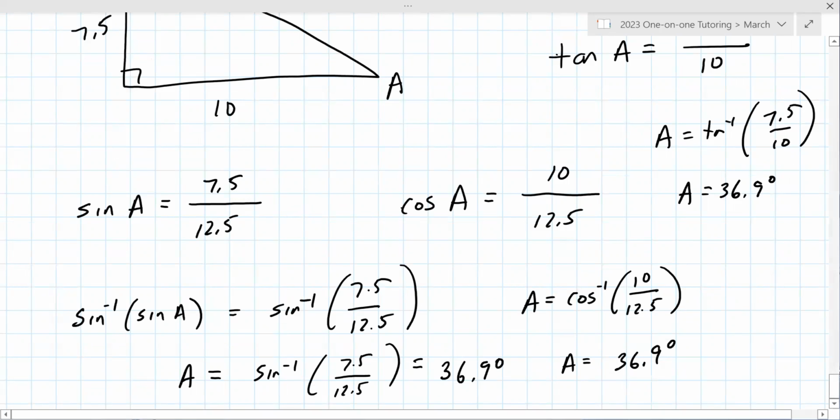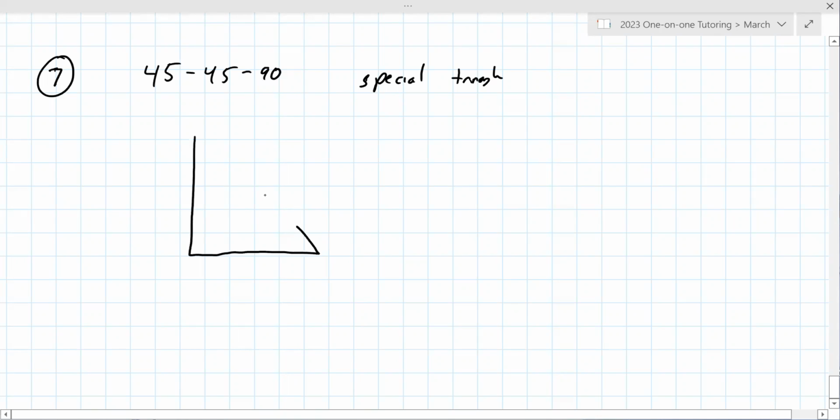So let's, and I'll just do 7 because 7 is probably the easier one. 7 is a 45, 45, 90 special triangle. Do you remember why it's called 45, 45, 90? It's 90 degrees and 45 and 45. Right. So the two legs are the same.